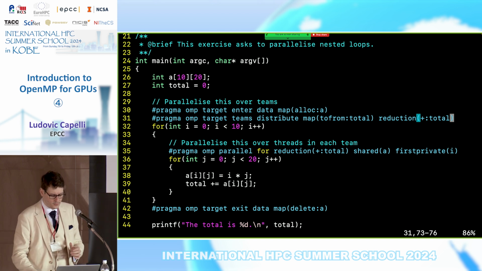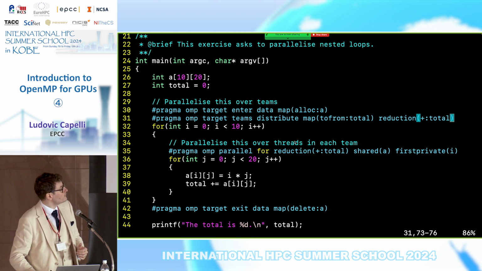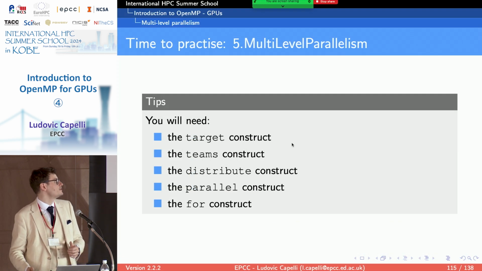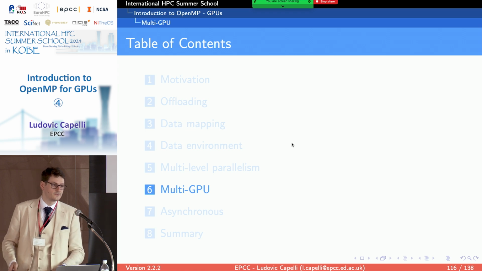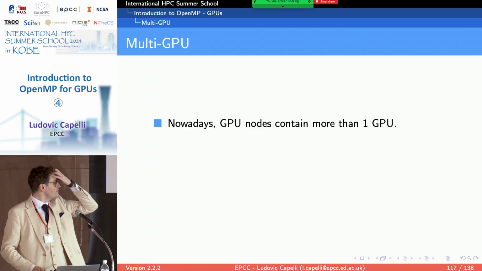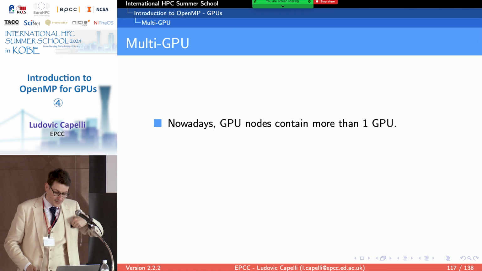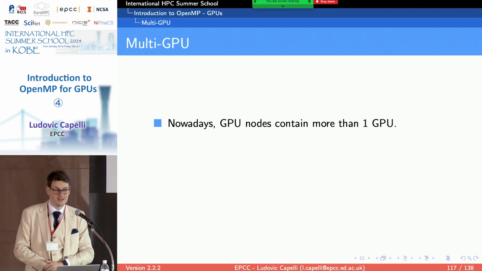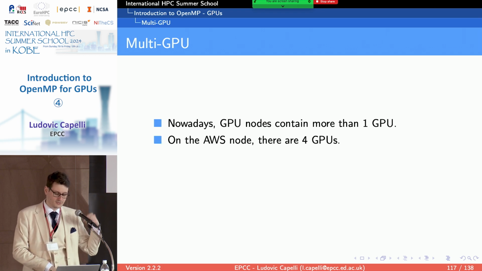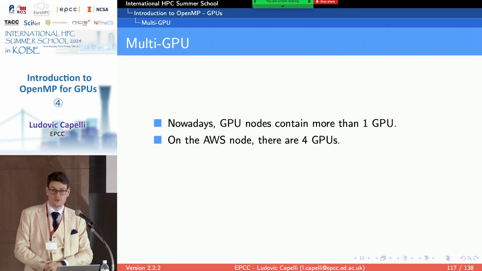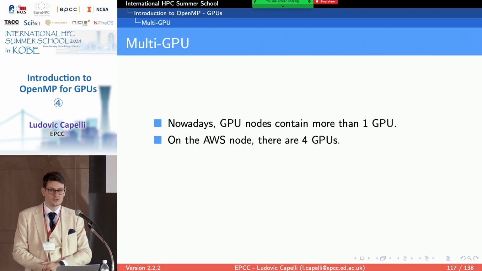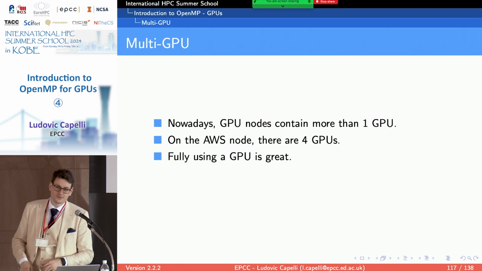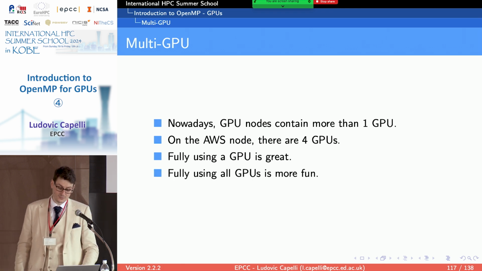Just to make sure we cover all the topics, we're going to have fun with multi-GPUs now. It's about time to use more than one GPU as well. So, the same way CPU nodes contain definitely more than one CPU, GPU nodes now typically contain way more than one GPU. On Bridges, not AWS, sorry, on Bridges it's 8 GPUs per node, so you have 40,000 cores available. So using a GPU is good. If you can use all of them, it's way more fun.